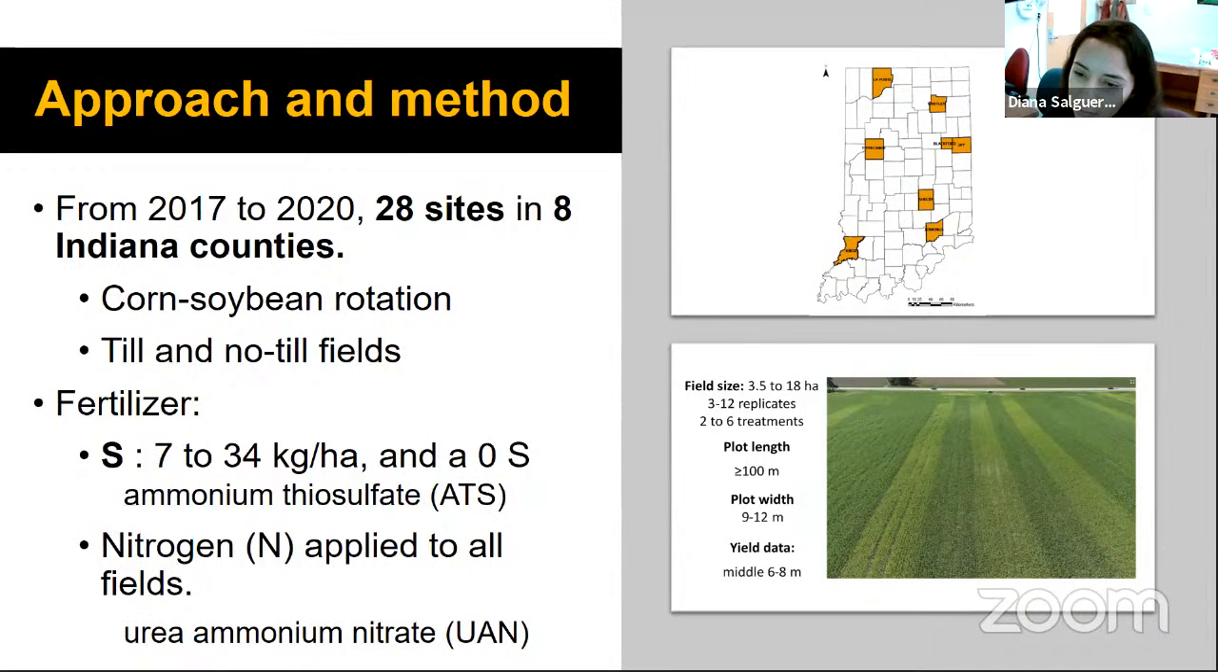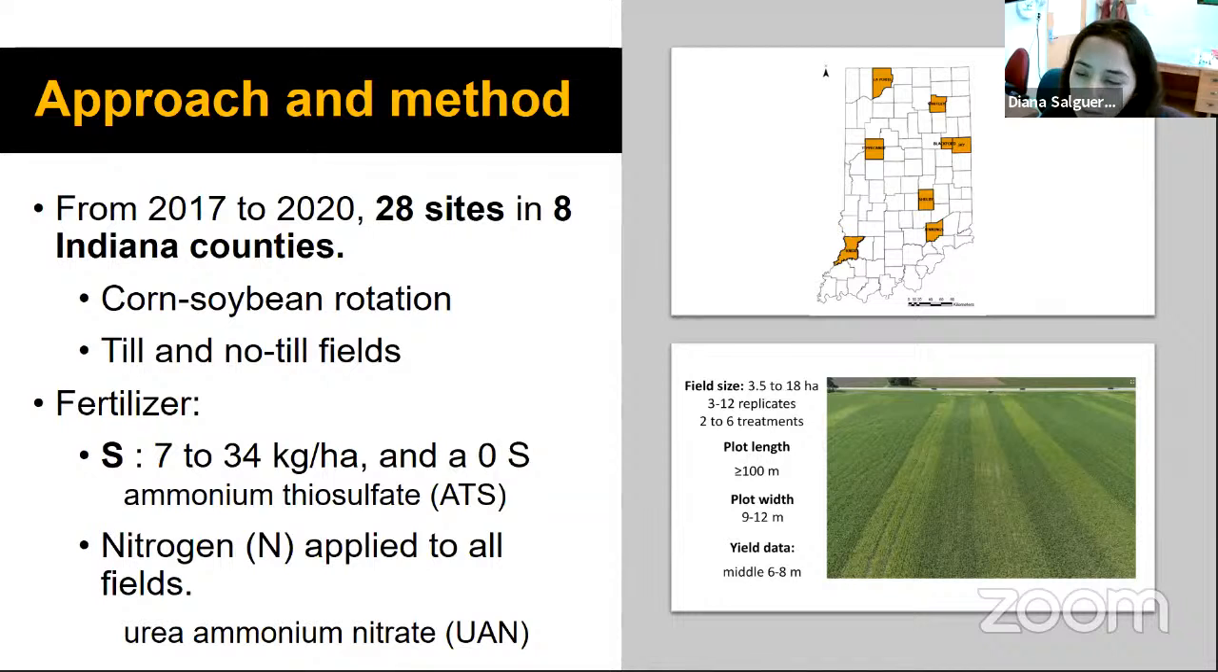The field settings of our experiments I am showing here in the bottom left. This picture is from one of the fields, again from last year, where we did have a sulfur response, a corn response to the sulfur fertilizer. So we had locations with fields going from 3.5 hectares to 18 hectares.